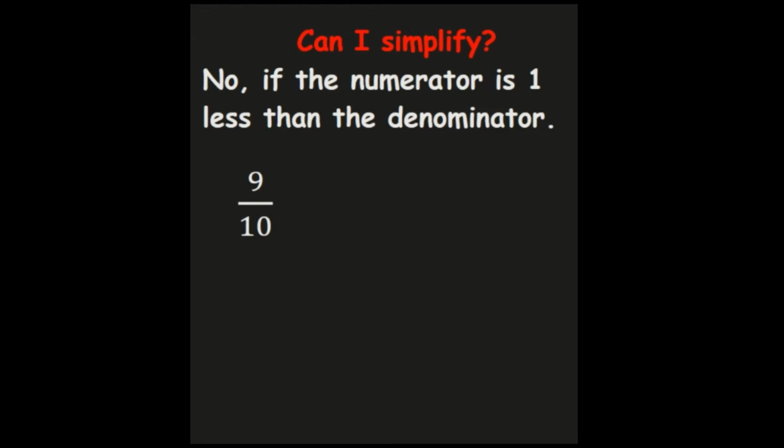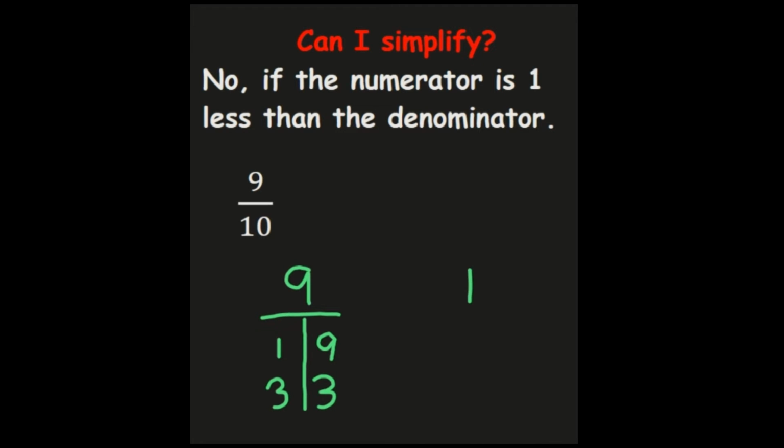For our next example, we have 9/10, and we cannot simplify 9/10. If you have a fraction where the numerator is 1 less than the denominator, you can't simplify. We'll prove how this example works by factoring both our numerator and our denominator, because remember, if you have a common factor, then you can simplify. So let's see if we get a common factor when our numerator is 1 less than the denominator.